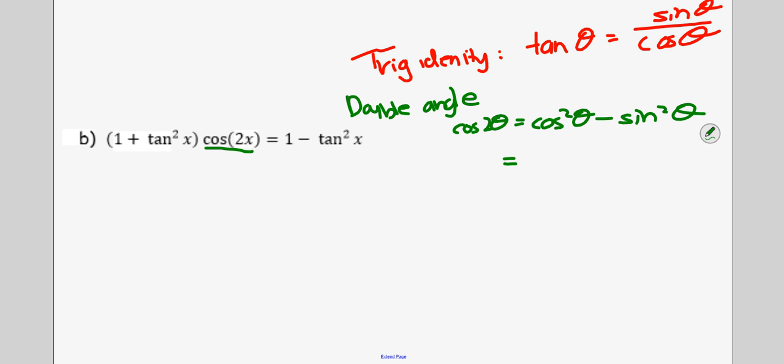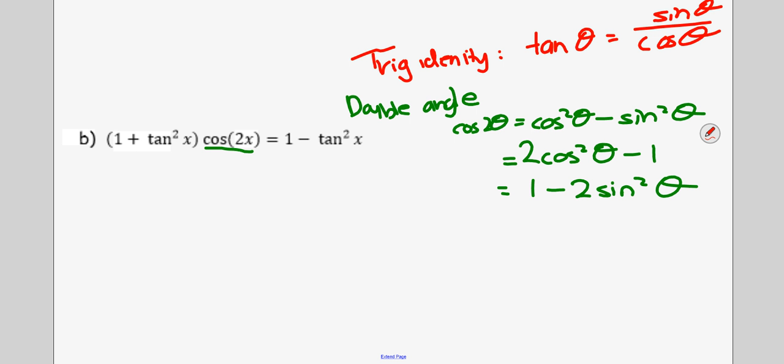What's the other one here? Cos squared theta minus 1, so it equals 2 cos squared theta minus 1. And the other is 1 minus 2 sine squared theta. So we know for sure that there's only one thing that can be subbed in for the tans, but then there's multiple things you can sub in for the cos.